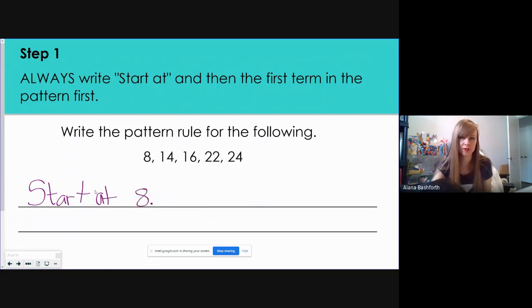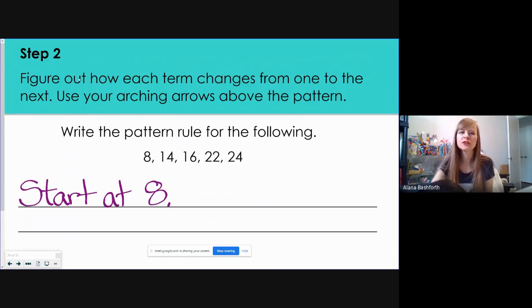That's what it always is going to start. Always "start at" and then something. That's something you have to just memorize. When it says write the pattern rule or describe the pattern, it means start like this. So, start at 8. Then step 2, figure out how each term changes from one to the next. Use your arching arrows above the pattern.